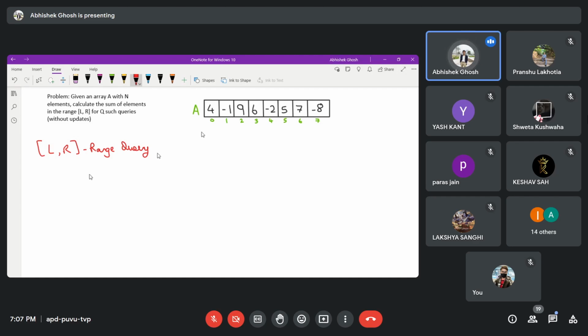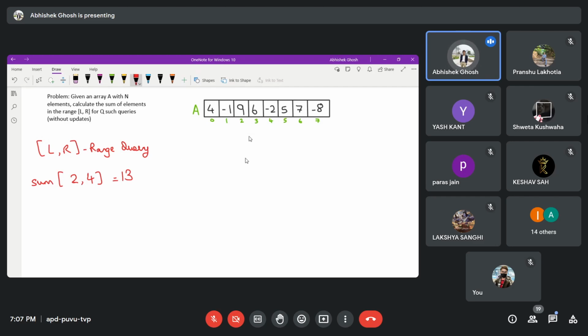The first approach would be like, if I ask you what is the sum for the range 2 to 4. By 2 to 4, I mean the indices 2 to 4. So L is 2 and R is 4. The sum of elements would be the sum of this segment of the array. So the sum is 9 plus 6, 15, minus 2 is 13. So the answer for this range sum query would be 13. So L and R were like this, and this is what your range query is.